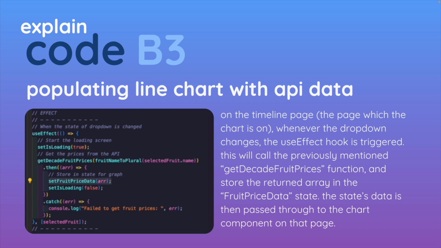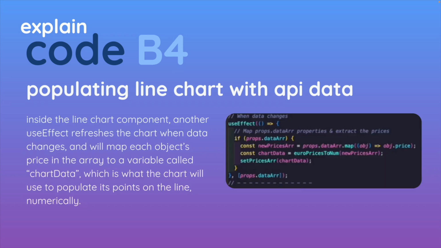And it will store it in a fruit price state. And this state data will then be passed through to the chart component, the line chart itself on the page. And then again, we're moving inside the chart line component. And then another useEffect is here.